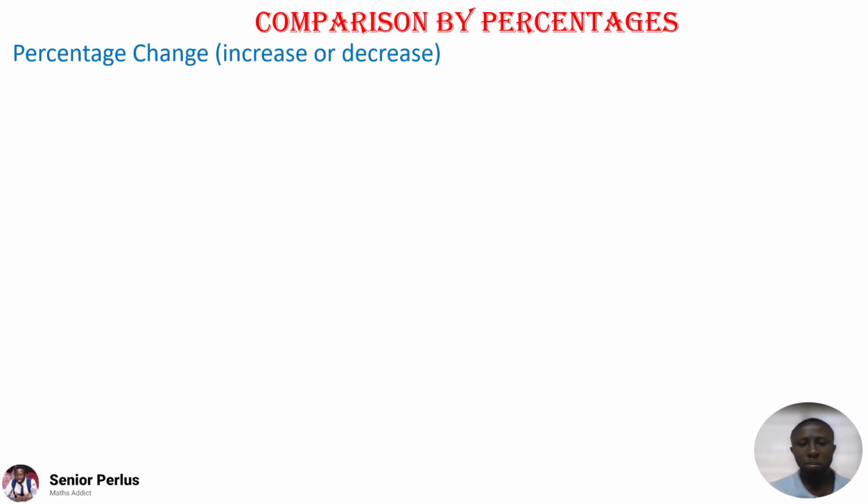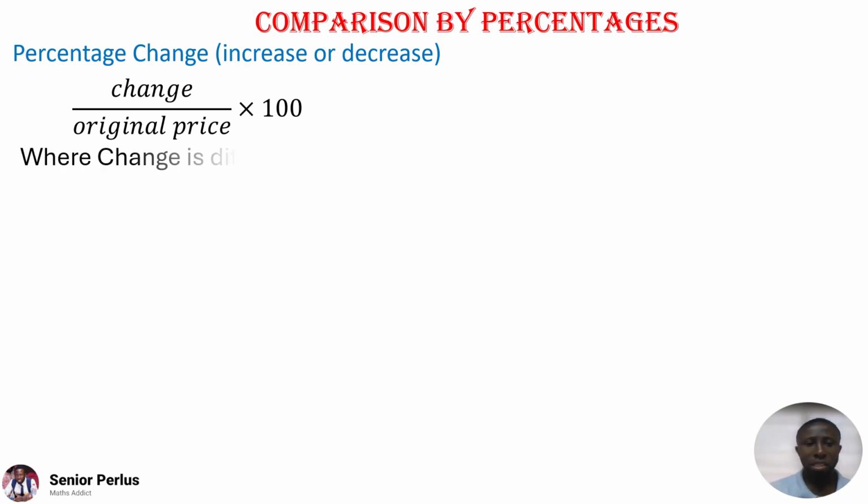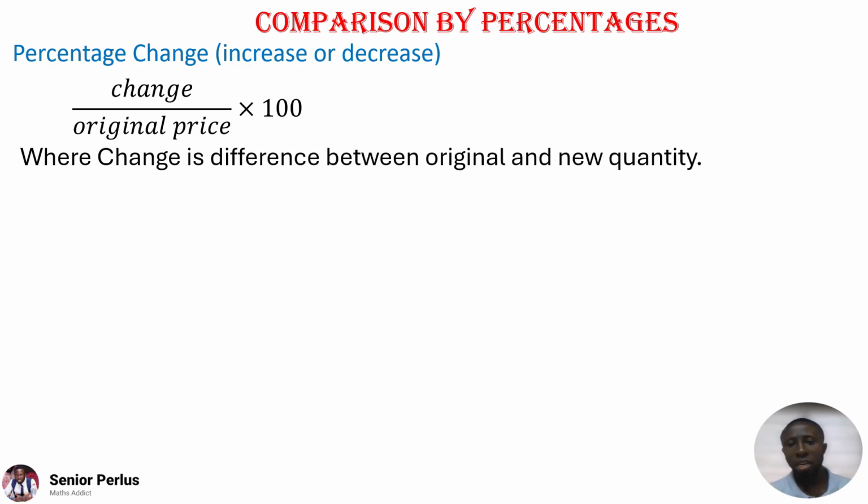Percentage change. So here the change can happen when there's an increase or decrease. When it changes, it will either change positively or change negatively. So that's percentage change. So the change is always out of the original price times what? 100, where the change is the difference between the original and the new quantity. Good. So this is the formula for finding percentage change.